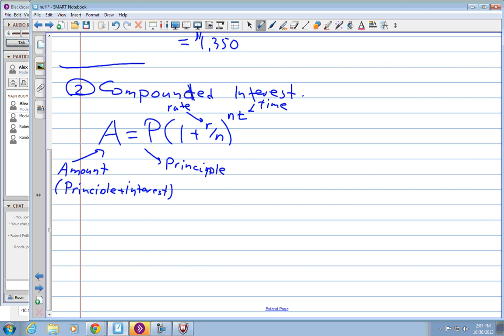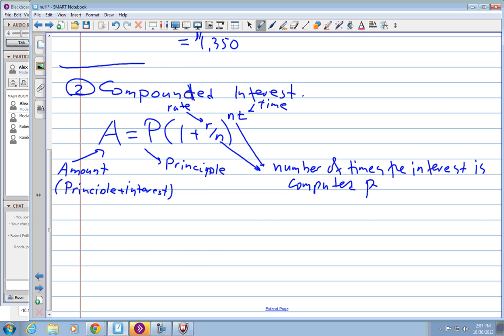So if it says the interest is compounded weekly, then it's 52 times per year. If it says the interest is compounded monthly, it's 12 times per year, and so forth. So N is the number of times the interest is computed per year. Or compounded, it's the same thing. Don't challenge me on the verbiage.